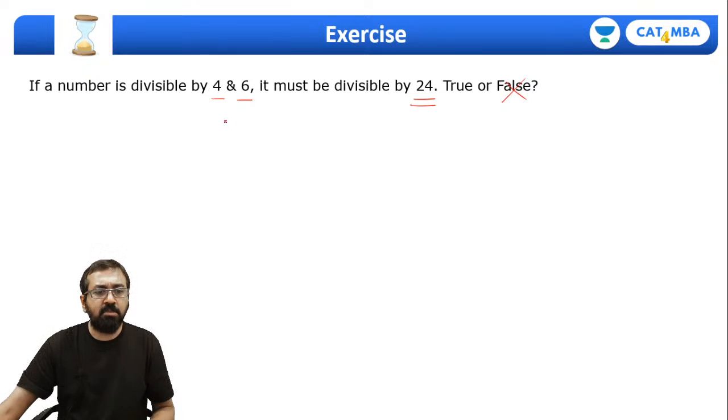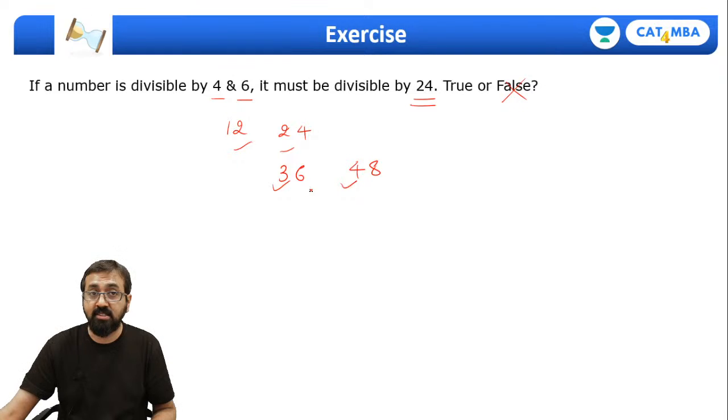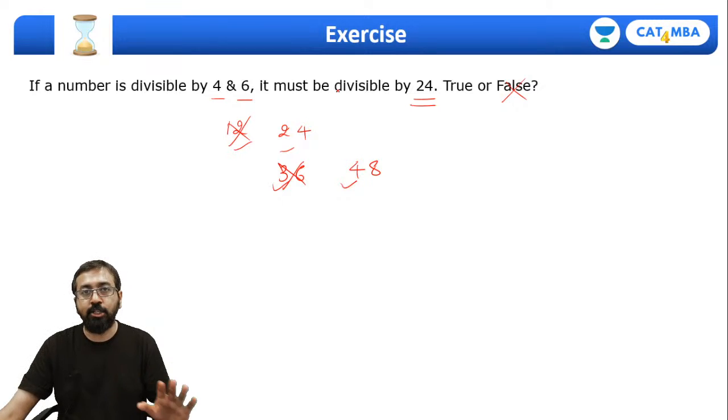Let me take some numbers which are divisible by 4 and 6. So it can be 12, it can be 24, it can be 36, it can be 48. Can I say all these numbers are divisible by 4 as well as 6? Are all these numbers divisible by 24? No, this is not divisible by 24. This is not divisible by 24, right? So that's why this statement is not necessarily true.